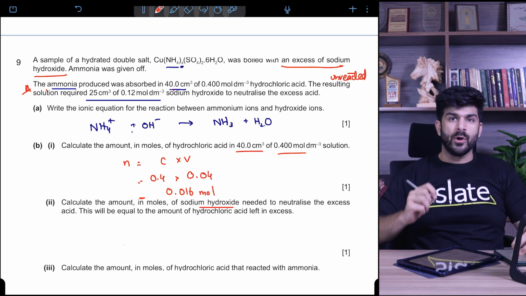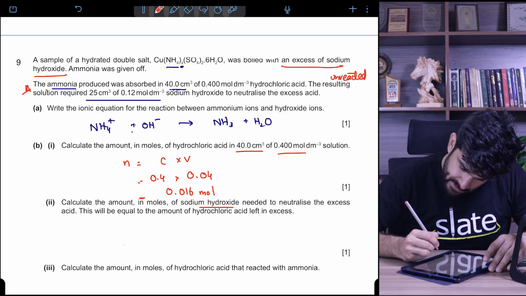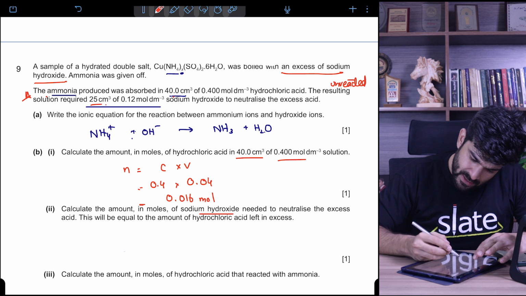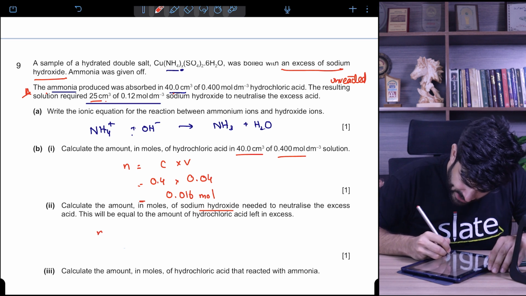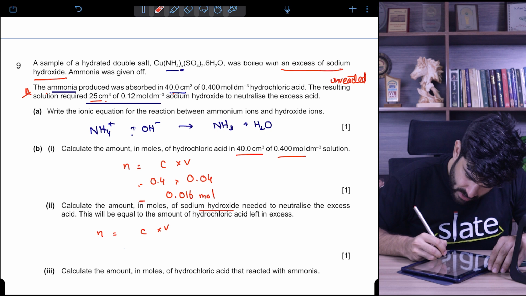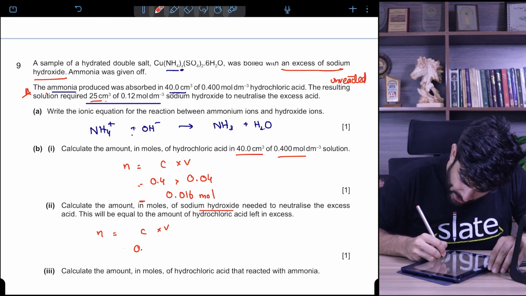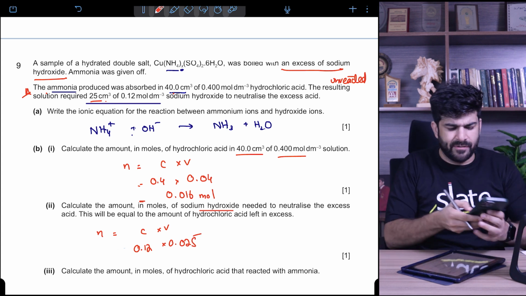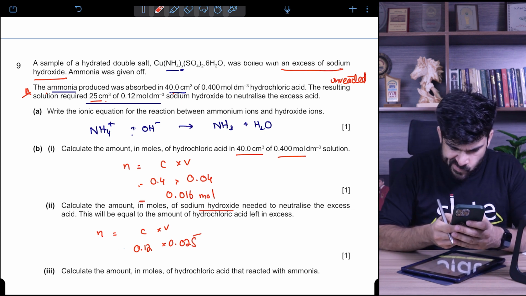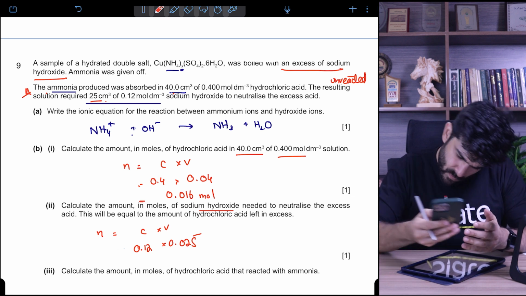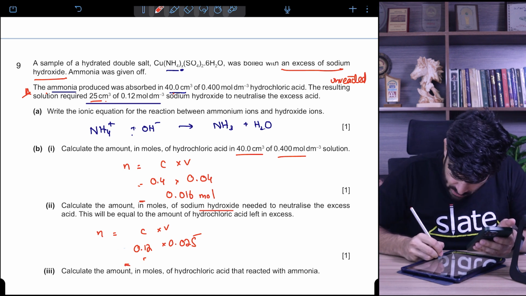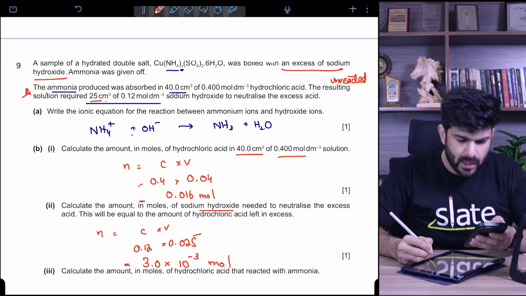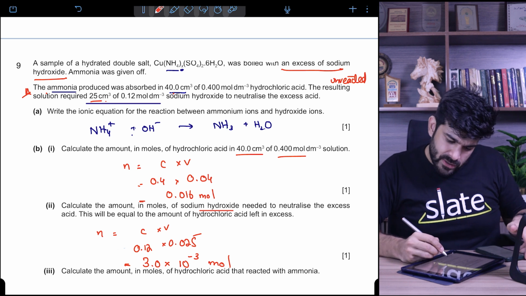So in this case, what are we going to do? In this case, we have this value. We need to calculate sodium hydroxide here. So n equals C into V. So this is 0.12 into 0.025. Let me calculate the value. And that would be 3.0 into 10 raised to power minus 3 moles. Now that is the value of sodium hydroxide.